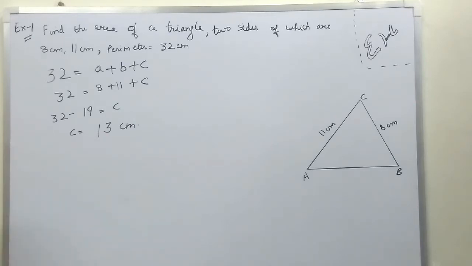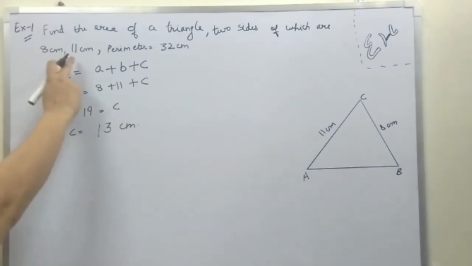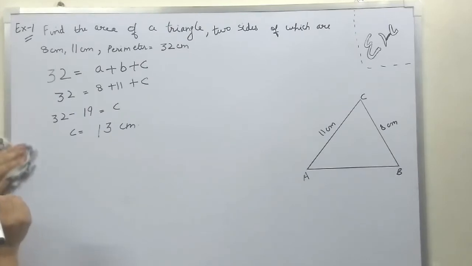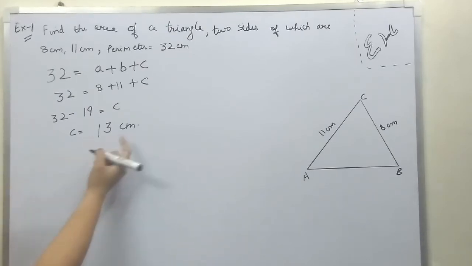Now you have got the third side. Check it: 8 plus 11 plus 13 will give you 32. So you all got the third side also.